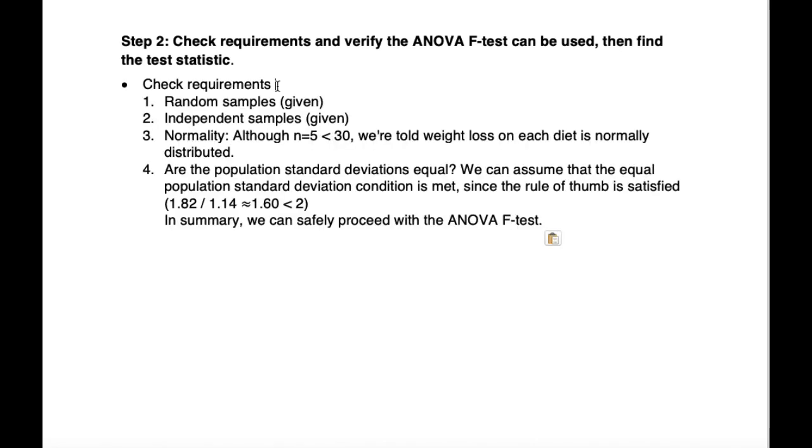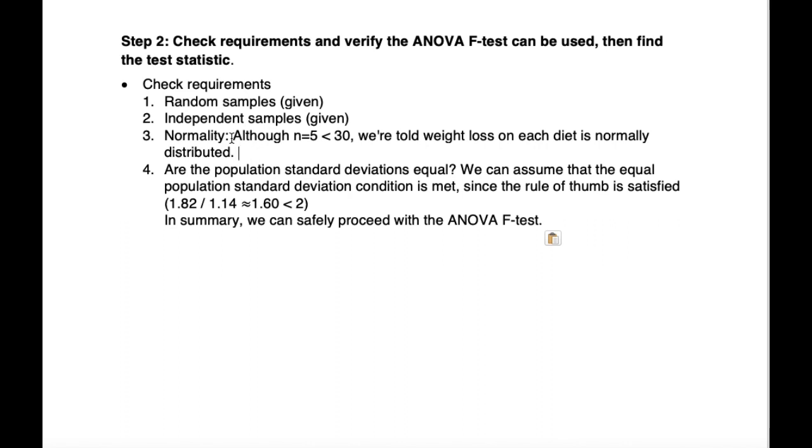So in step 2 of the hypothesis test, we're going to check the requirements and verify the ANOVA F test can be used, and then we're going to find the test statistic. So here are the conditions that have to be met. First, we were given that the samples are random. We were also given that the samples are independent of each other. There is no matching or pairing between samples. So a person who was on a low-carb diet is not related to any of the people in the low-fat or the low-calorie diet, in other words.